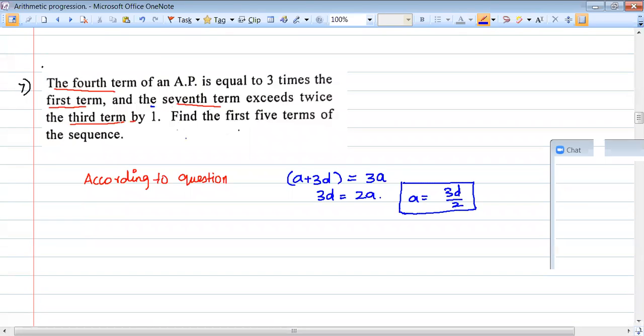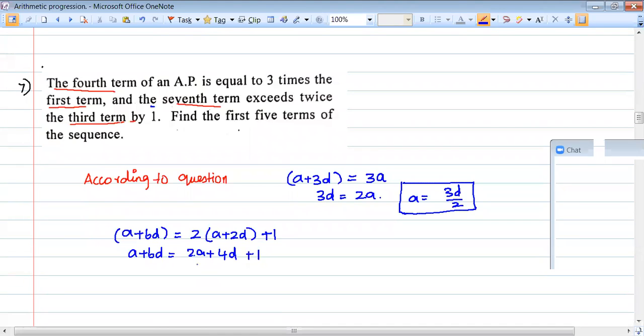The seventh term exceeds twice the third term by 11. What about the seventh term? A plus 6D is your seventh term. And it exceeds twice the third term. What is your third term? A plus 2D. By how much? By 11. So here you will get A plus 6D is equal to 2A plus 4D plus 11.